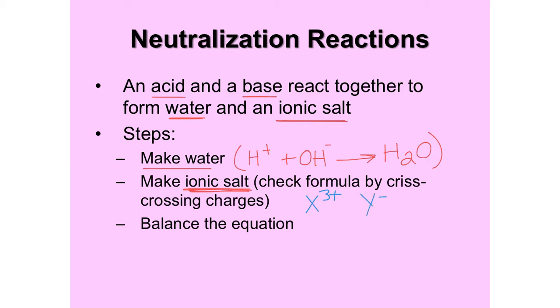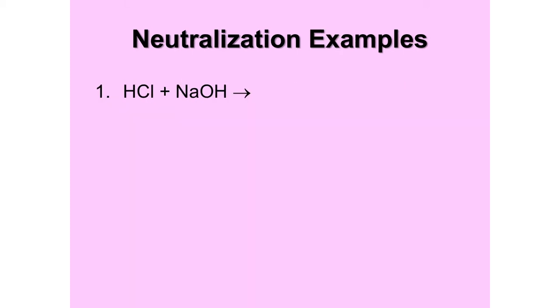Now, when we make the formula for our ionic salt, we do need to check the charges. So if these were my two ions, I would check the charges and crisscross, and that would give me X2, Y3. That ensures that my salt is neutral overall, because then my positive and negative charges would cancel out. And then lastly, we will need to balance our equation. So we will need our periodic tables for these examples.